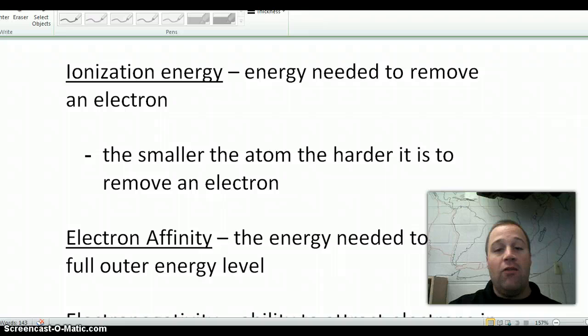Ionization energy is the energy needed to remove an electron. So this is directly related to size. The smaller the atom, the harder it is to remove an electron. So the smallest atoms are the ones in the top right of the periodic table, something like fluorine, and that's going to have the highest ionization energy. We kind of ignore the noble gases because they don't react with anything and they don't form ions. So we just focus on the representative elements in groups 1 through 7.